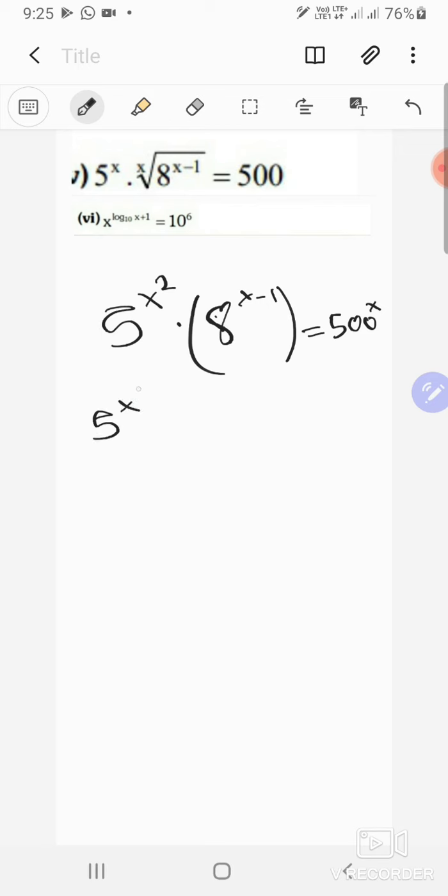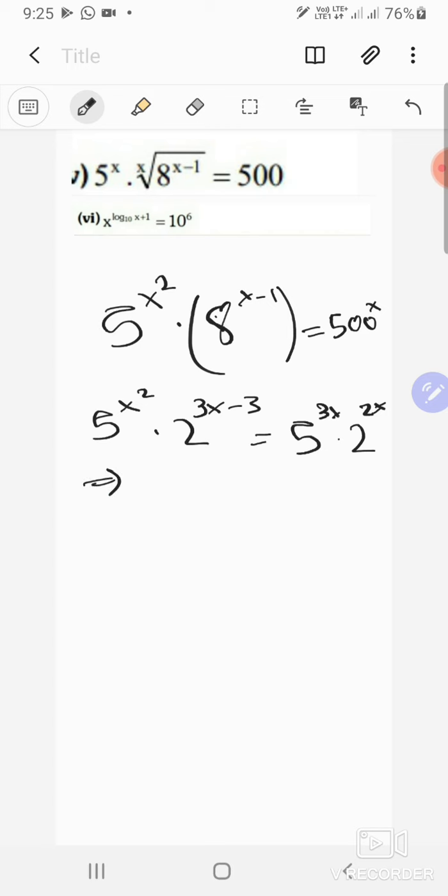You can do this thing, 5 raised to x squared times 2 raised to 3x minus 3 is equal to 5 raised to, got 3 over there, so 3x into 2 raised to, well, there's a 4 over there, it's like 2 raised to the second power, and then you have x, so 2x, I guess that should be correct. Fine, so that will be me.